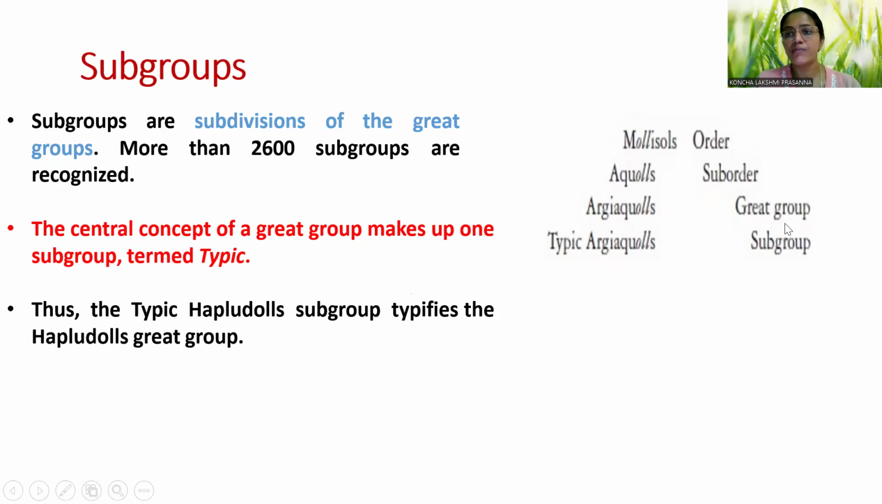So here you can see Mollisols is a type of soil order which comes under suborder Aquolls, in the great group Agriaquolls, in the subgroup that is the Typic. So Typic is the term which comes under the subgroup. Typic Agriaquolls.